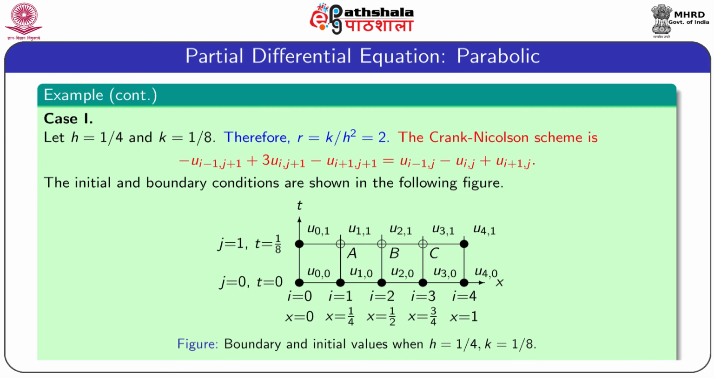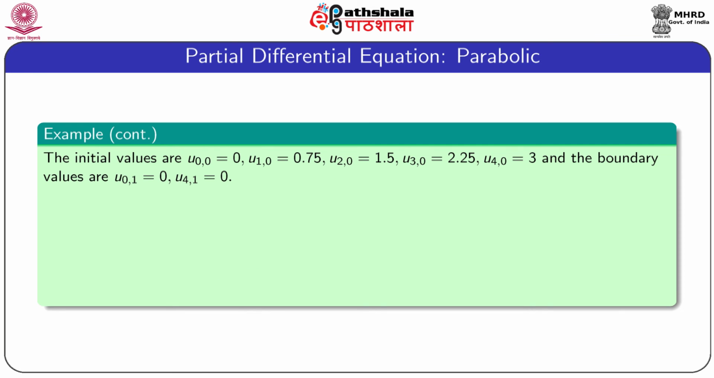The initial and boundary conditions are shown in the following figure. In this case we have to determine the values of u at the mesh points A, B and C. The boundary conditions are mentioned by filled circles, and initial conditions are also mentioned by filled circles. We have to determine the values of u at the points A, B and C. The initial and boundary values are given by these expressions.